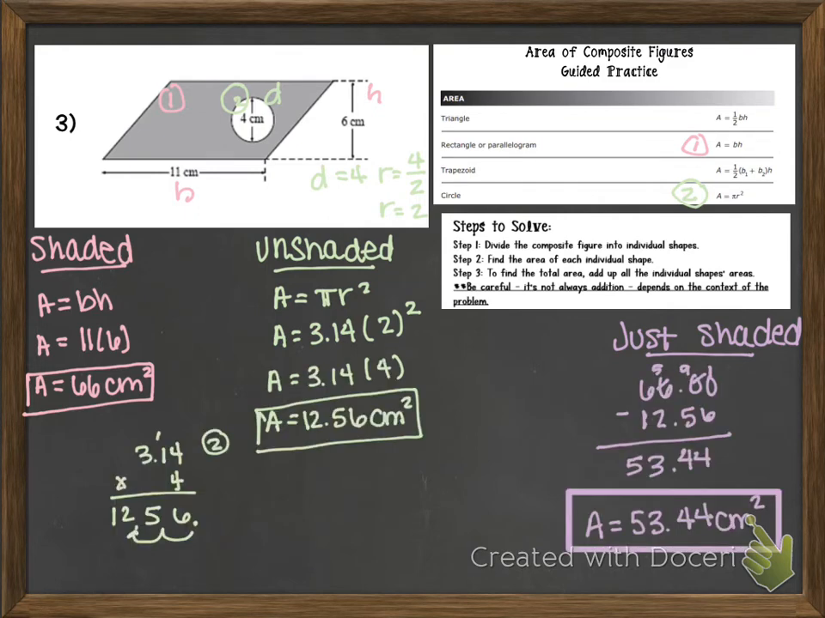Okay, so after you subtracted the two, you should have gotten that area equals 53.44 centimeters squared for just the shaded region. If you did not get that, then you're going to want to press pause and find your mistake, and then press play when you have finished.